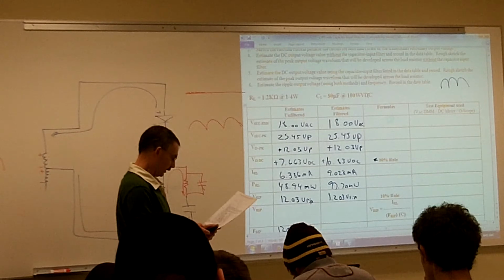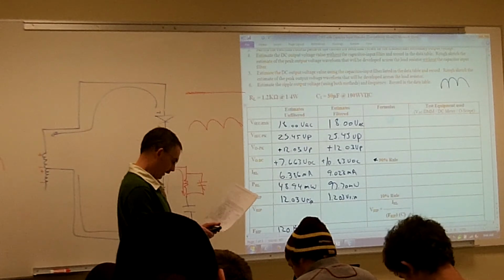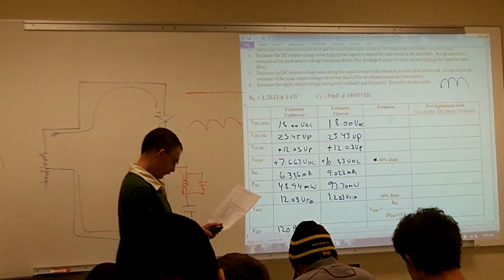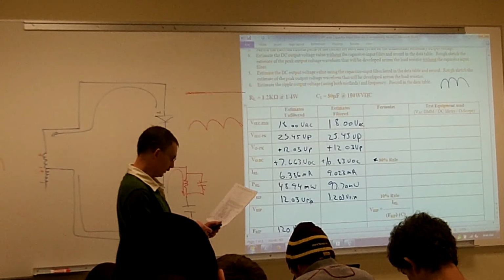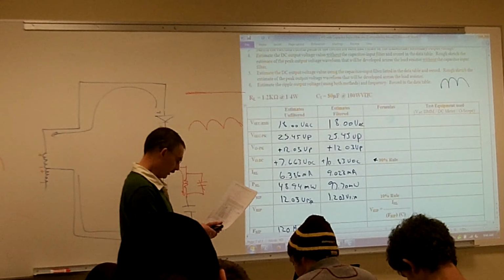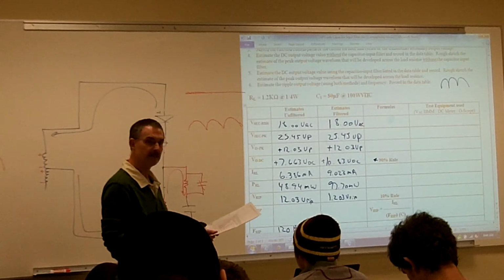So my current is 9.023 milliamps. Then I'm going to divide it by, and then I'm going to put my parentheses, 120 times my capacitance, which is 80 microfarads. Close my parentheses, hit my equals. Nope, I'm still not getting that.